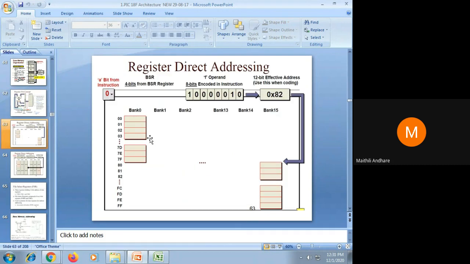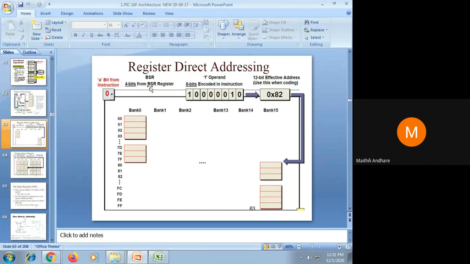Now see, here I have taken one example, that is the structure of data memory, and the number of banks. If a is equal to 0, a is 0 here in this case, and there is a 4-bit BSR register, and the particular bank address. So the address is 82. That is from bank 0 or bank 15, any bank, the particular location from that bank. So this is called 0x82. So this is the 82nd location.